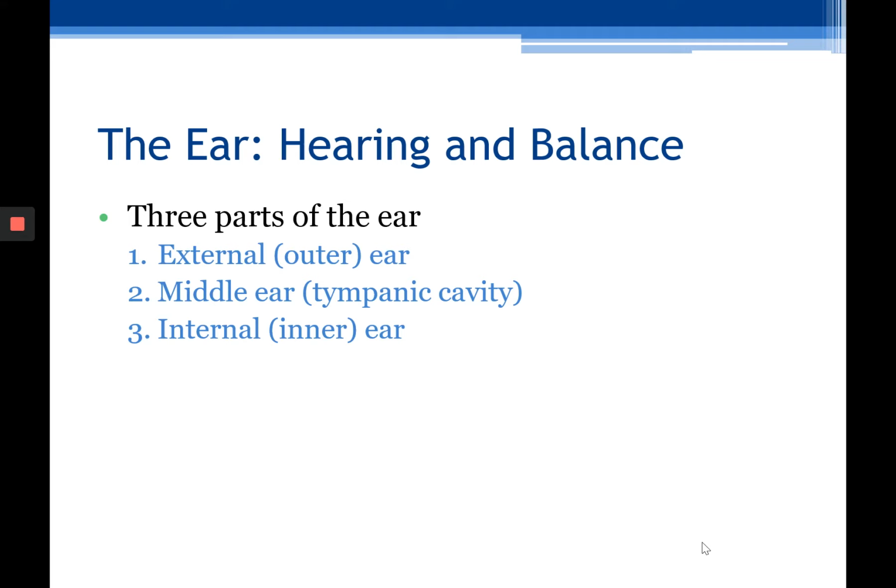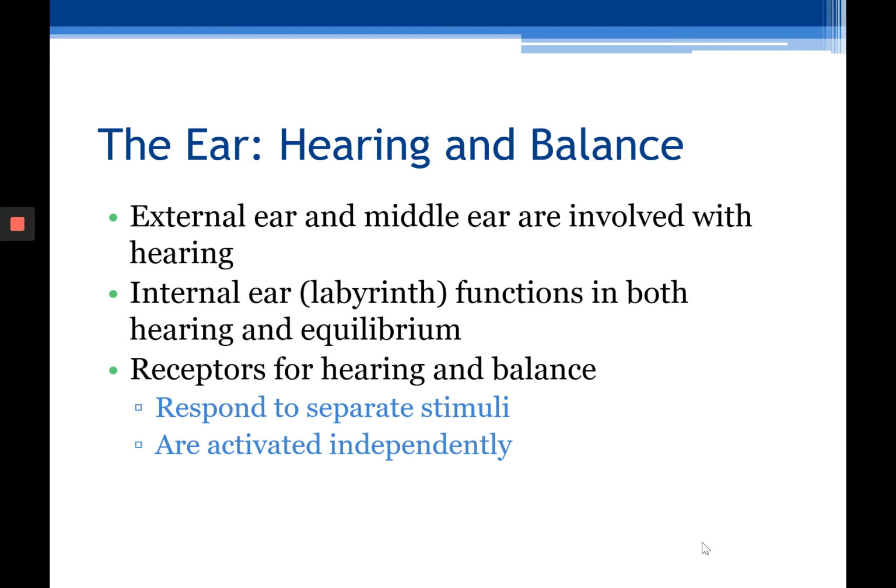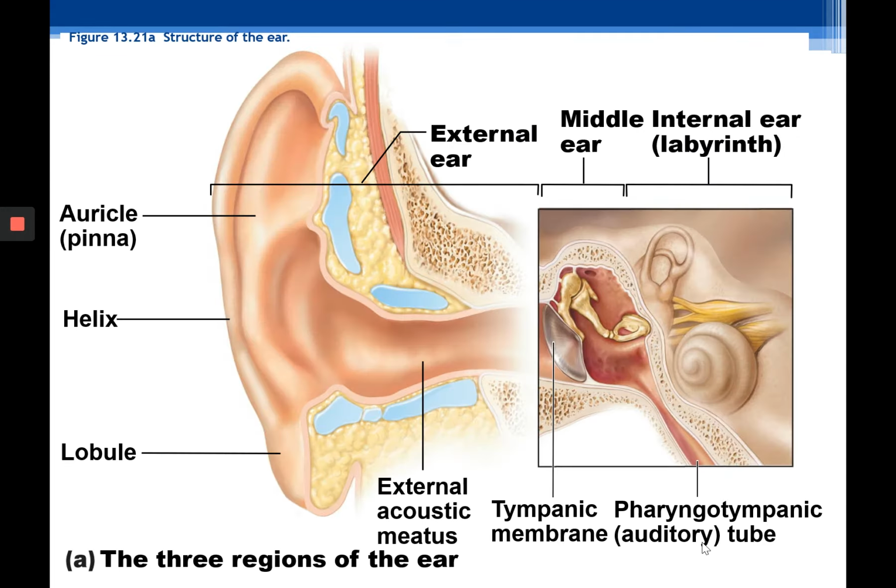Next, we're going to look at the three parts of the ear: the external or outer ear, middle ear, also known as the tympanic cavity, and the internal or inner ear. The external ear and middle ear are both involved in hearing, whereas the internal ear functions in hearing and equilibrium. There are receptors for hearing and balance located in the internal ear, and they respond to separate stimuli but are activated independently. Next, we're going to look at the structure of the ear.